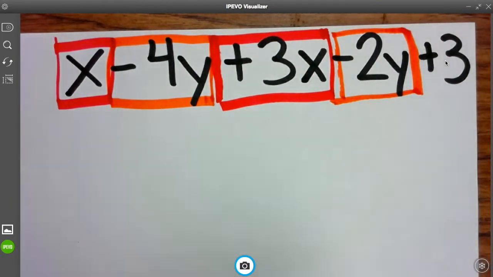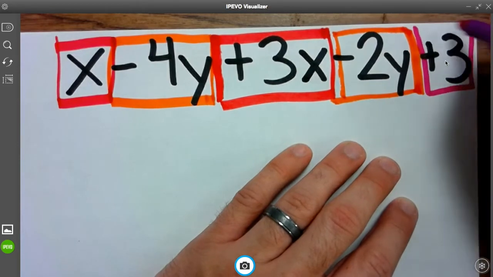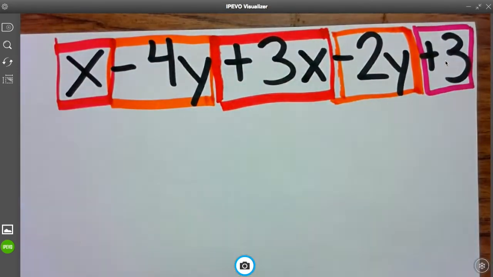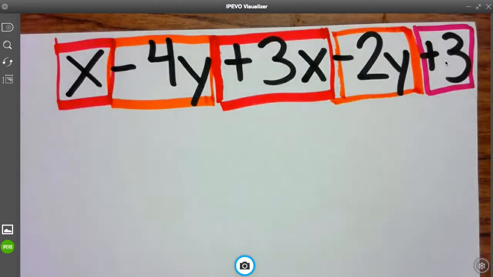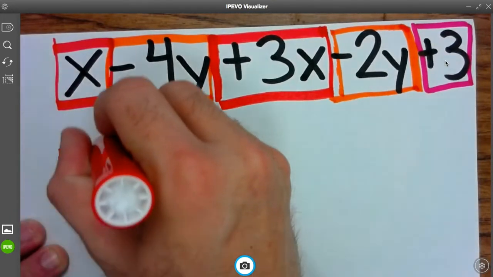So now, the only other thing we have not put anything around is this 3, and that's our constant. So we don't have any other constants, so we can just group that by itself. Now let's put the like terms together, so that all my like terms are together. So I have my x here.